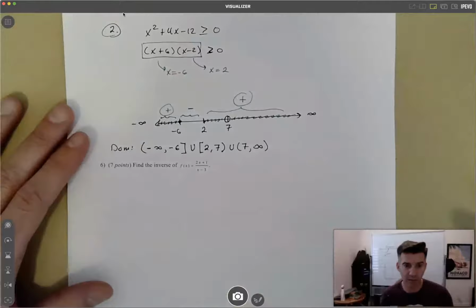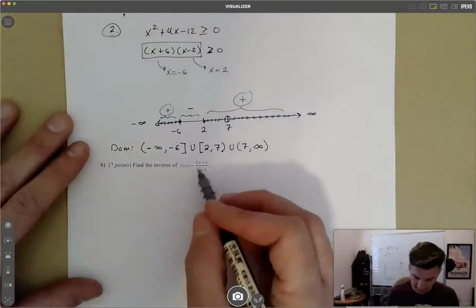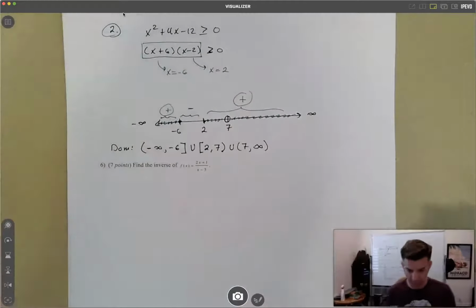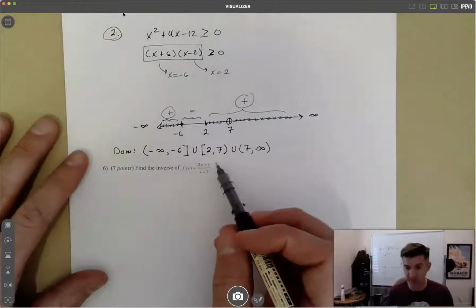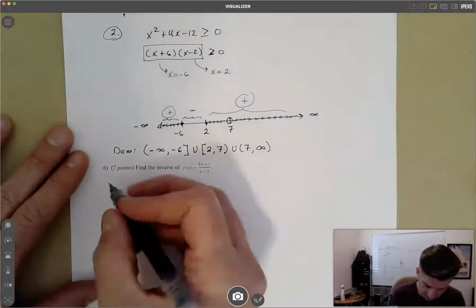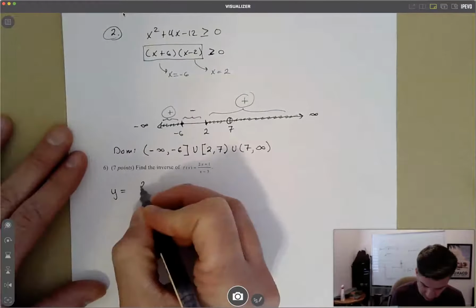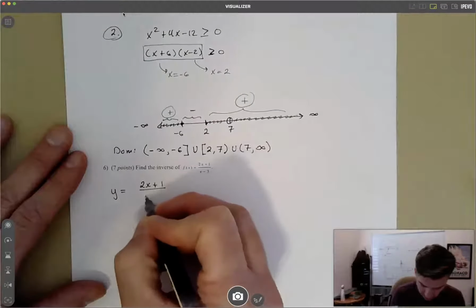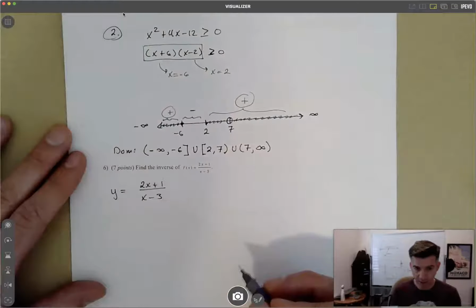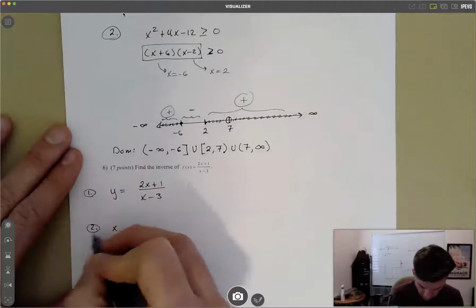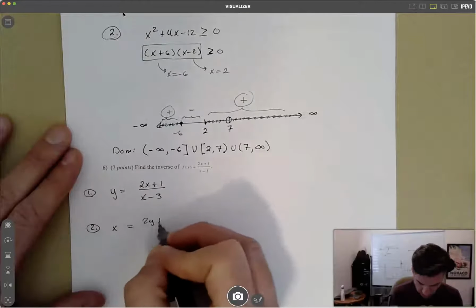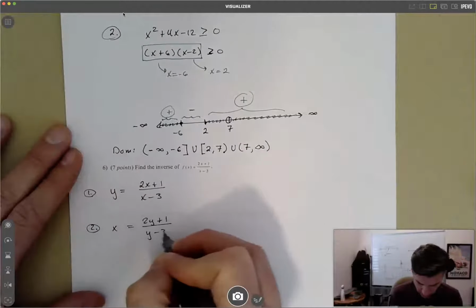Let's go ahead and move on and find the inverse of f of x equal to 2x plus 1 over x minus 3. I do tend to ask a question very similar to this on every exam because it does require a bit of work. So the first step is to write it as y equal to 2x plus 1 over x minus 3. Then we're going to interchange x and y. So we get x equal to 2y plus 1 over y minus 3.